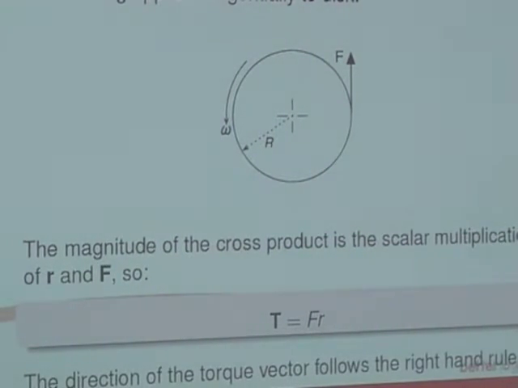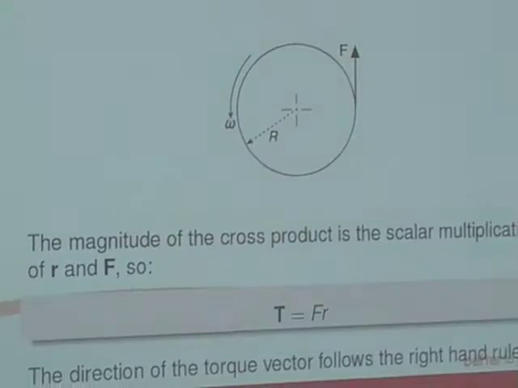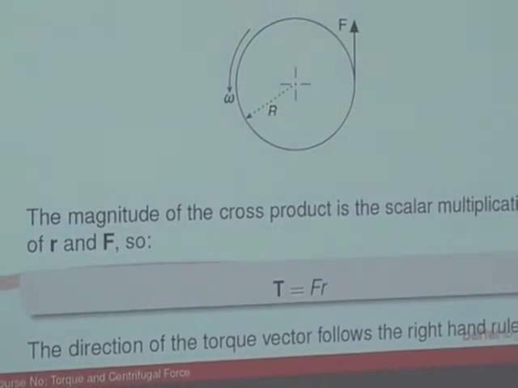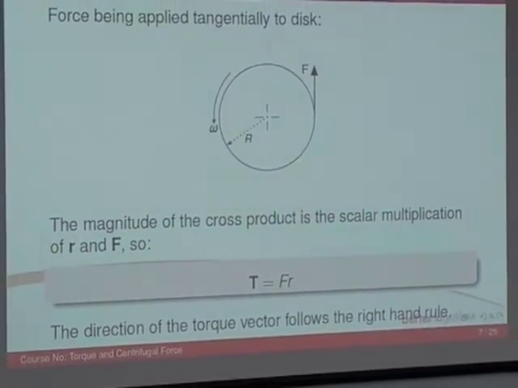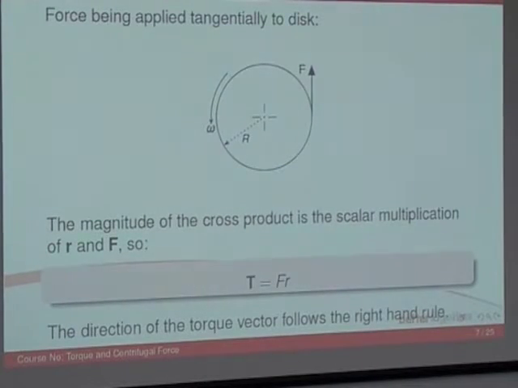So the direction of the torque vector follows the right-hand rule. Here we've got an anti-clockwise direction. There's our A, there's the B. It moves anti-clockwise, so the torque is coming out of the screen in this situation. Anti-clockwise is out of the screen, clockwise is into the screen. Here we've got anti-clockwise direction, so it's out of the screen.